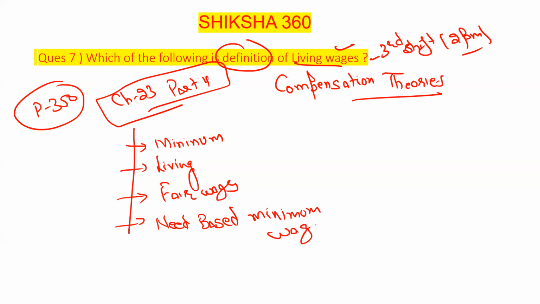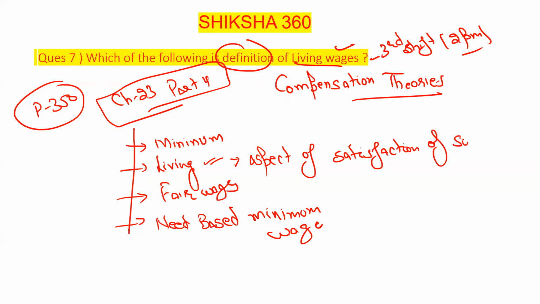So they asked the definition. Which of the following is the definition of minimum wages? It considers the aspect of satisfaction of social needs and insurance coverage.